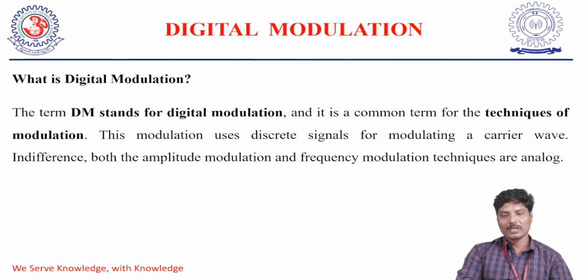Next we are going to see digital modulation. What is digital modulation? In analog modulation, or continuous wave modulation, the carrier is a continuous wave, and the information signal is also a continuous waveform. But in digital modulation, the information signal, which is the modulating signal, is a discrete signal or digital signal. The digital signal means ones and zeros.